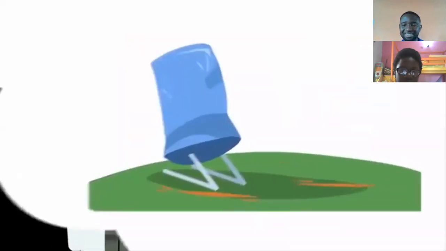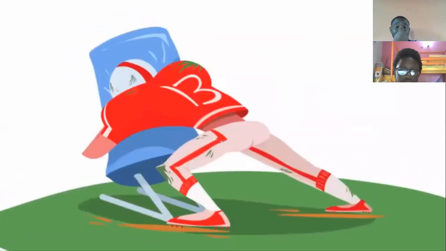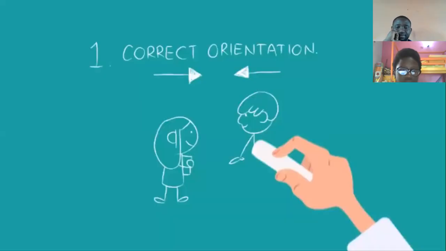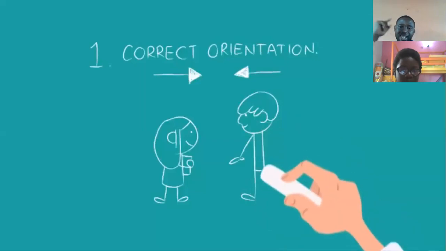Now, you're probably already aware that not all collisions lead to dates for the dance, thankfully. The collisions must have 2 important characteristics. 1, correct orientation.